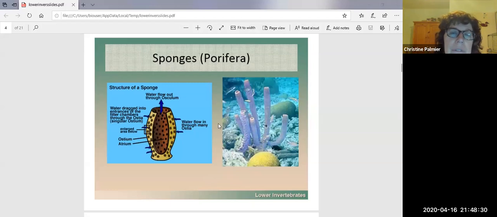So here's a picture of sponges, a diagram on the left. They do have many pores, that's why it's called phylum Porifera, to help with water circulation, but its main mouth is the osculum that serves as the mouth and anus, and here's a picture of a sponge.